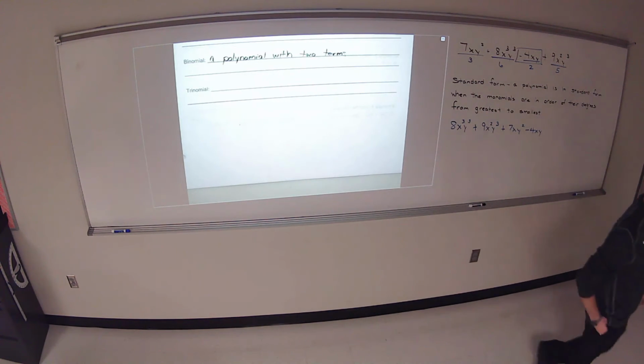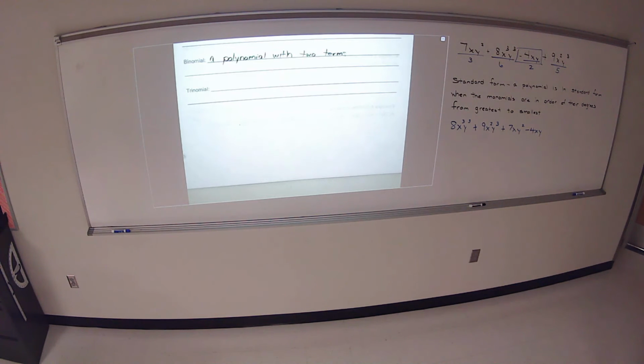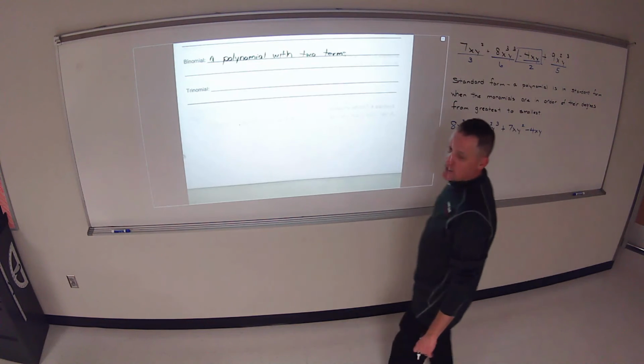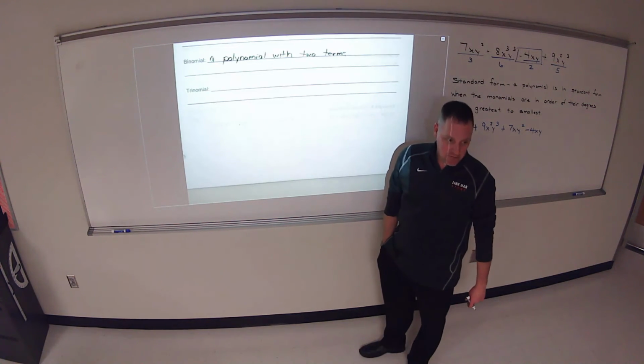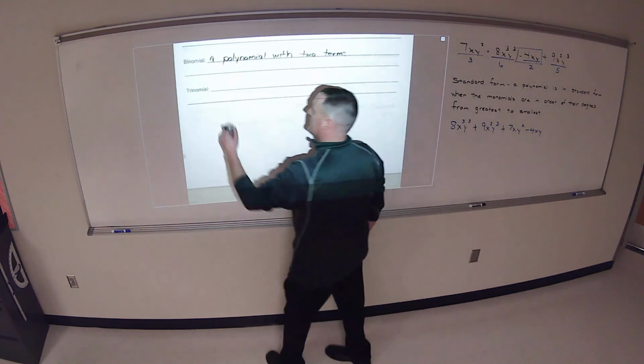The prefix of bi is telling us that there are two of them. Two terms. X minus 7 is a binomial. 3x plus 8 is a binomial. Anything that's got two terms, and remember that terms are separated by addition and subtraction. So guess what a trinomial is, ladies and gentlemen? It's got 3 terms.